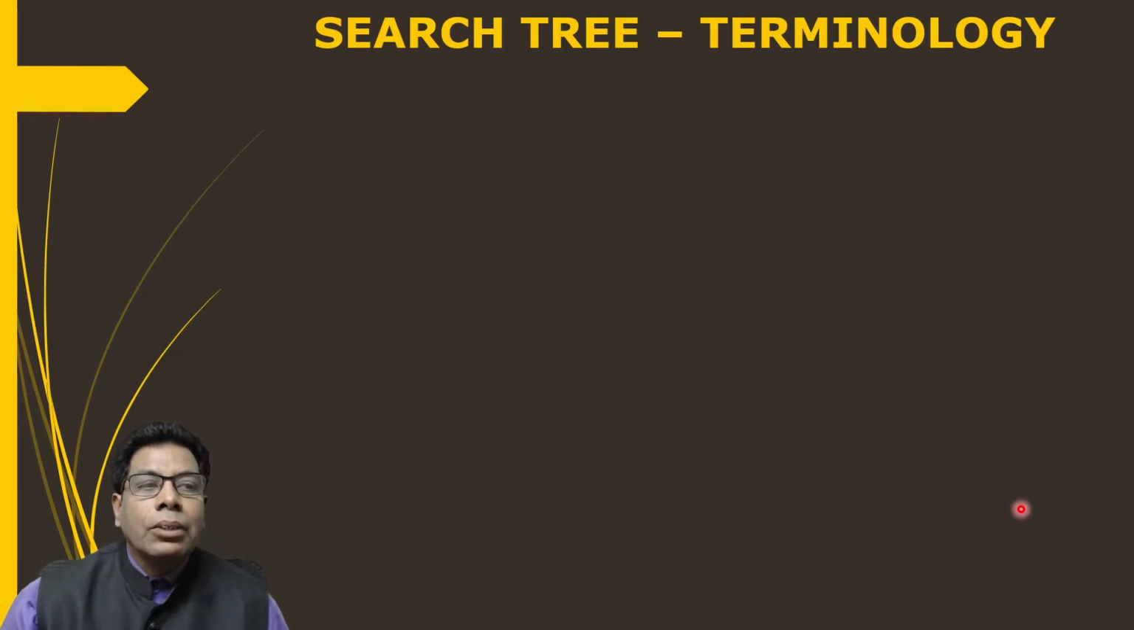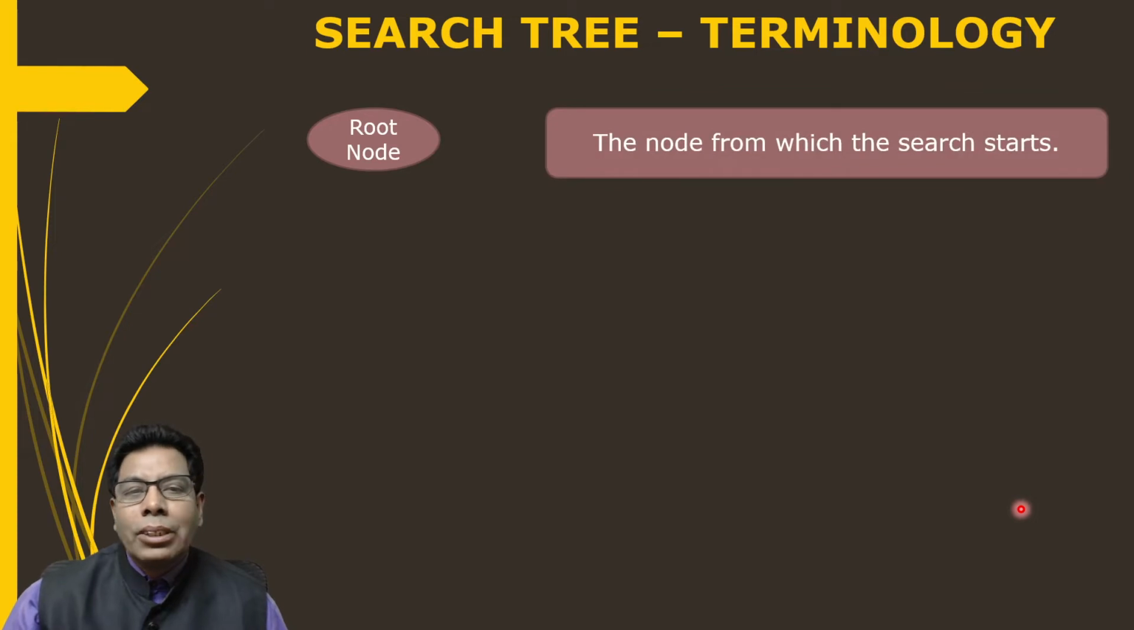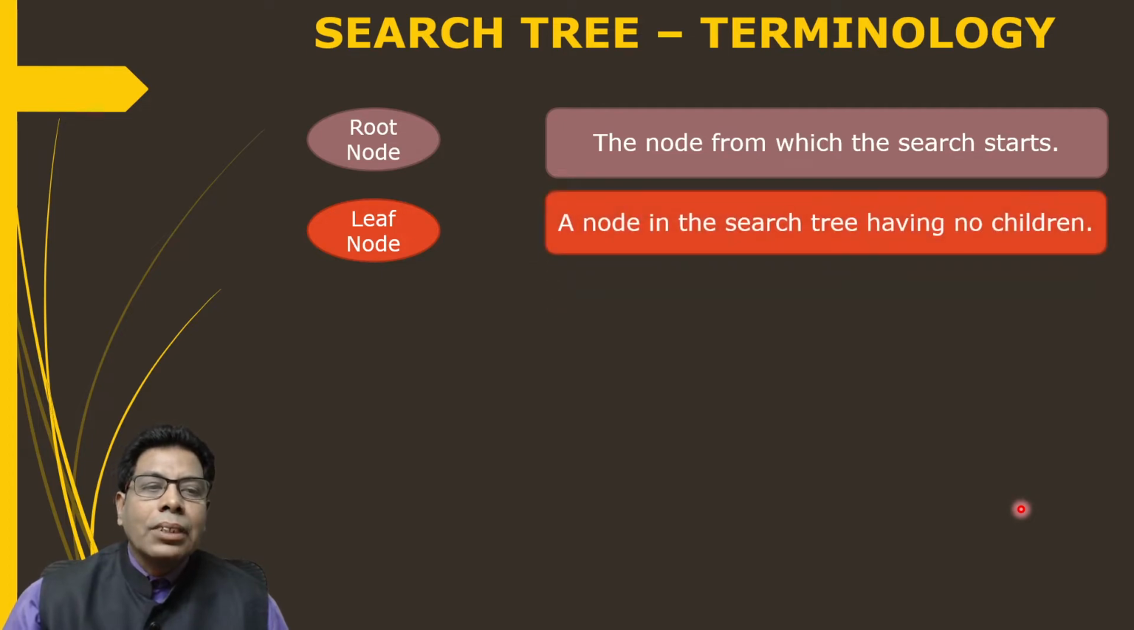Then we have the search tree terminology. The first is the root node. It is nothing but the node from which the search starts. So in this case it will be A. Then leaf node. A leaf node is a node in the search tree having no children. So for this example, G, E and H are the 3 nodes which do not have any children. So they are the leaf nodes.